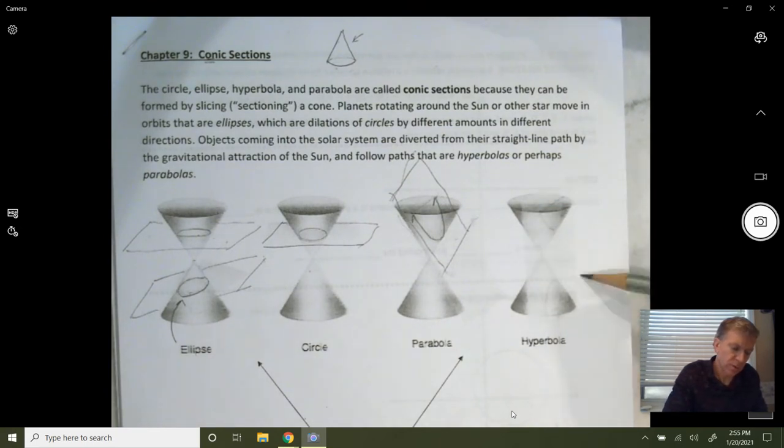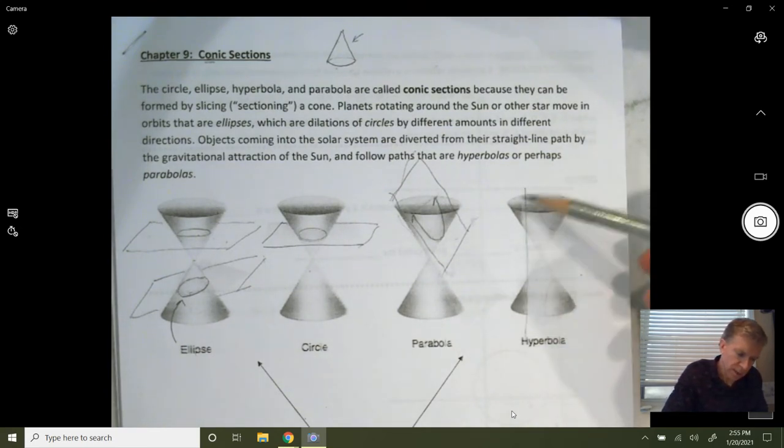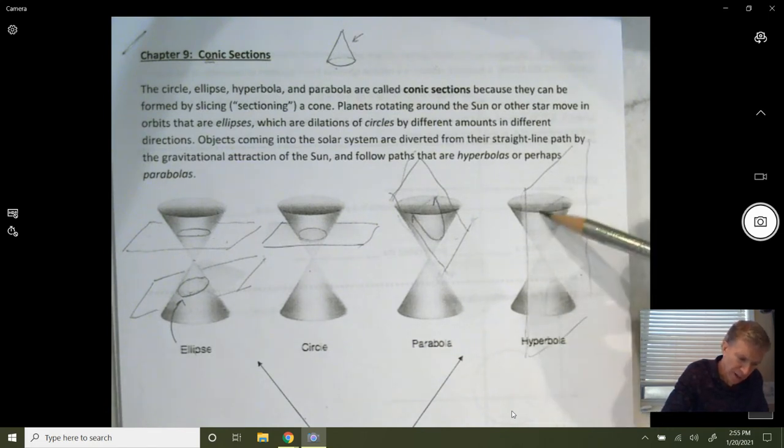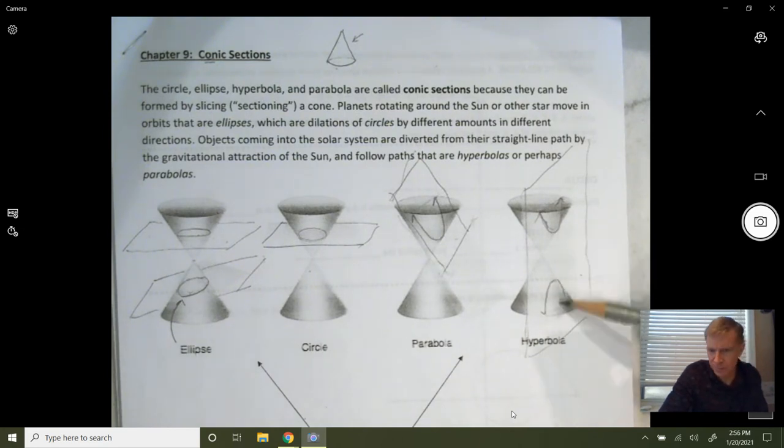Okay, and then this one, if you have a vertical plane that goes through the top part and the bottom part, it almost looks like two parabolas, but what we'll see is that it's not two parabolas at all. It's a completely different conic section with completely different curvature, completely different formulas, okay?